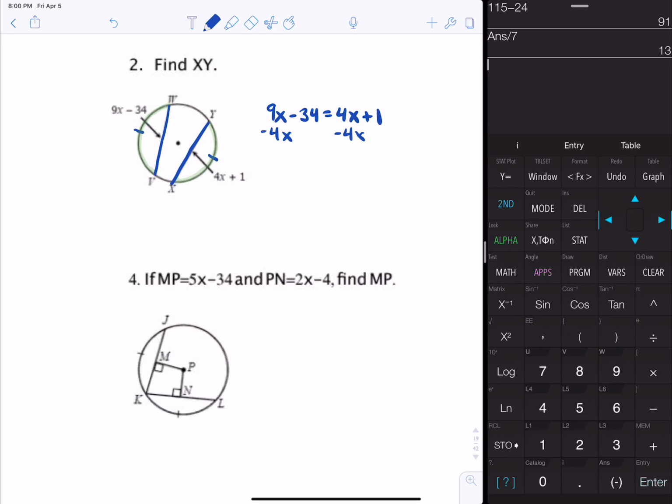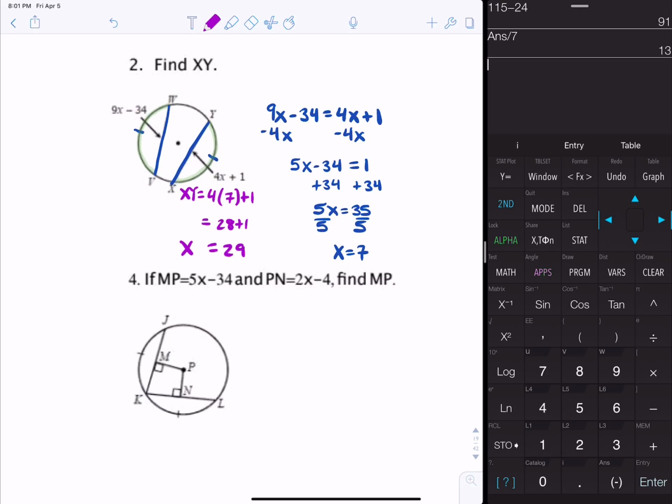And subtract 4x to put the x's on the same side. So I get 5x minus 34 equals 1. Then I'm going to add 34. So I get 5x equals 35 and divide by 5. And I get x equals 7, but it said to find xy. So I need to take this 7 and plug it back in. So 4 times 7 plus 1 would be xy, which is what I'm looking for. So that's 28 plus 1, which is 29. So that is it for example 2.